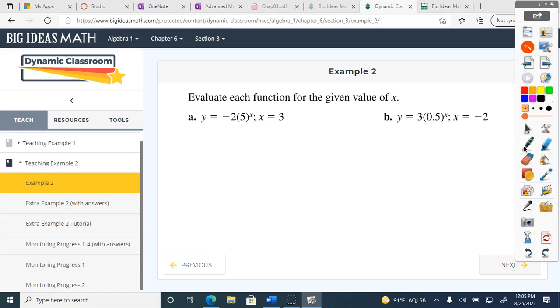So, evaluate, that's a fancy word for just do what? Solve it. But what do you do to solve it? You plug it in. Okay. You plug in negative 2 times 5 to the power of 3. Very good. Everybody good there?